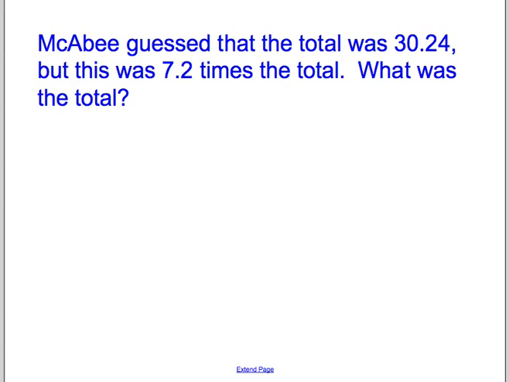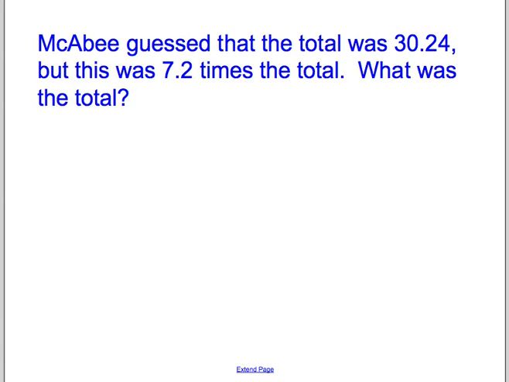Maccabee guessed that the total was 30 and 24 hundredths. But this was 7 and 2/10 times the total. What was the total? This is a decimal. Same idea. It's decimal times of equals is. We just have to figure out where these values go.